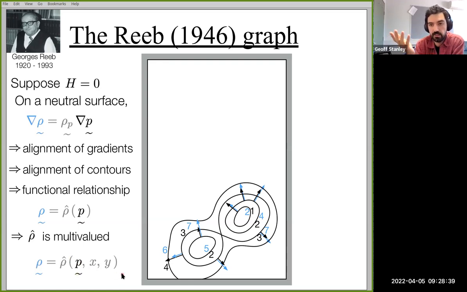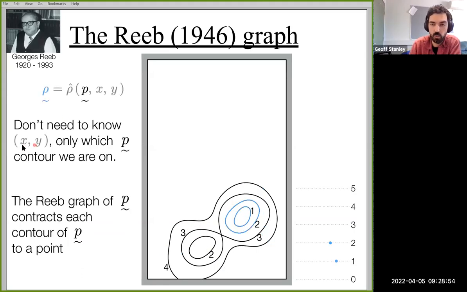So this gets to that question that many people have wondered: why is neutral density a function of salinity, temperature, pressure, as well as x and y? Well, this is why. However, you don't actually need to know the whole x and y position that you're on. You just have to know what pressure contour you're on. So I just need to know I'm on this one on the left, if it's P equals 2, or this one on the right, P equals 2.